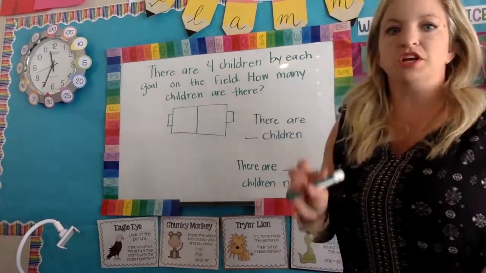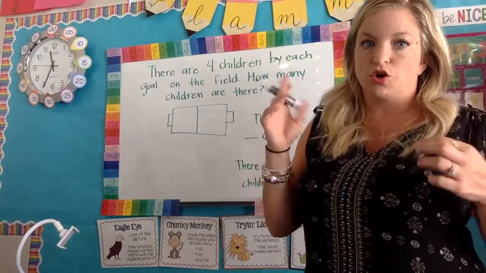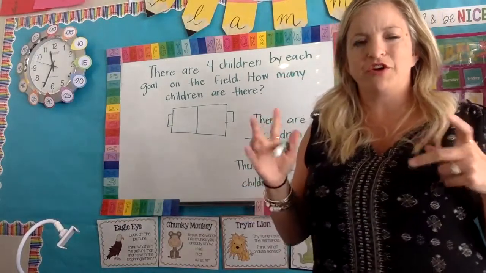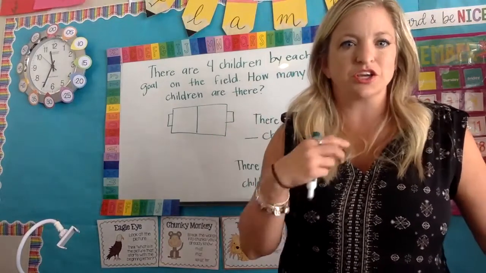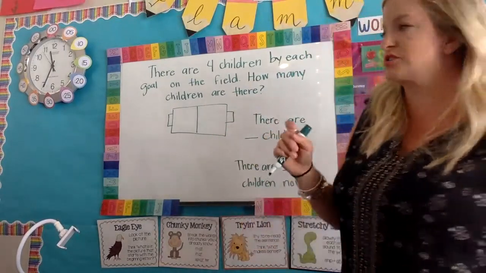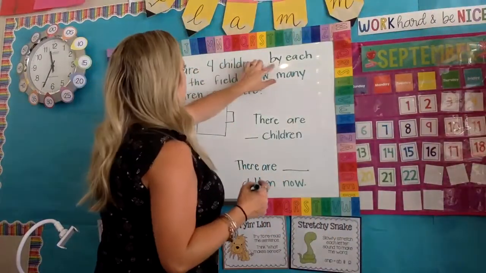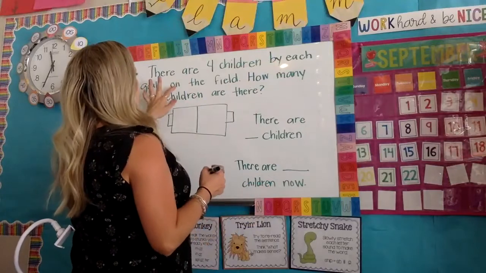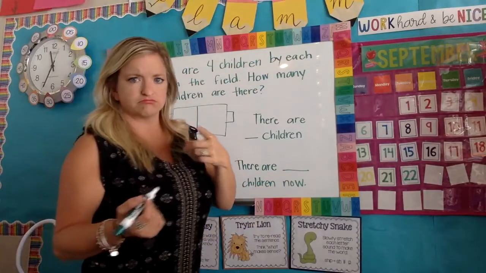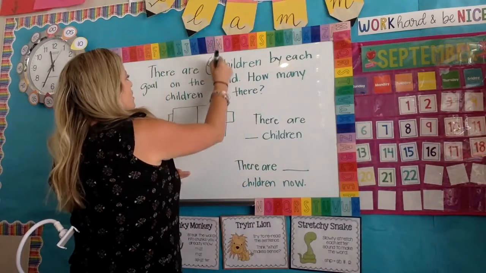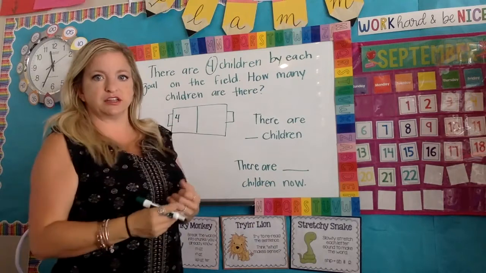Okay, so we know that we need to read questions 3 times. So we're gonna read this one more time and I want you to start thinking about what do you need to know? What are they asking you to do? What words do we need to understand? Well, there are 4 children by each goal on the field. So there's only one number. That's weird. I'm gonna circle 4 because there's 4 children. So there's 4 here. And I'm done.